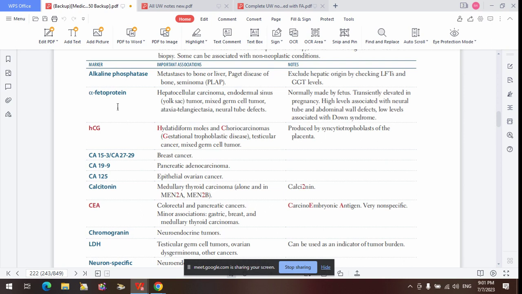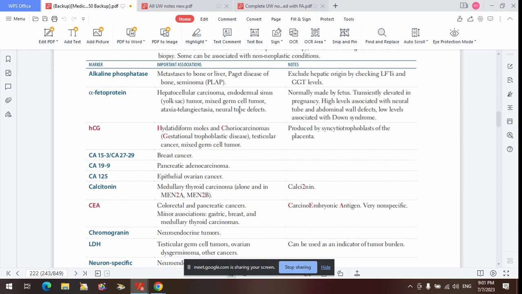So alpha fetoprotein is produced from the liver and the yolk sac. Liver, that's why it's elevated in hepatocellular carcinoma. It's produced from the yolk sac in the baby, and that is why it can be elevated in someone that has a yolk sac tumor. Another name for a yolk sac tumor is endodermal sinus tumor. So it can also be elevated in someone that has a mixed germ cell tumor.